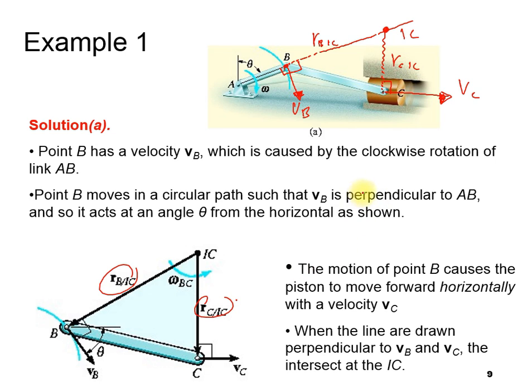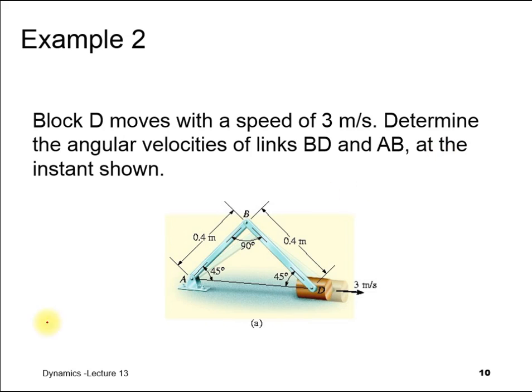Alright, so you know that it seems like this one is moving with the angular velocity. So you already locate the point of instantaneous center. So this is the point of instantaneous center. Okay, now let's continue on example 2.